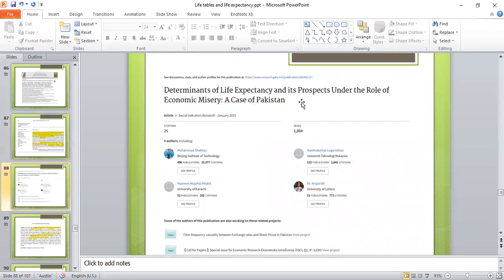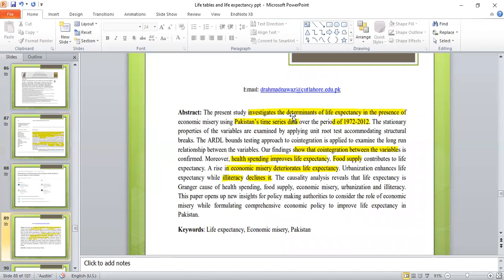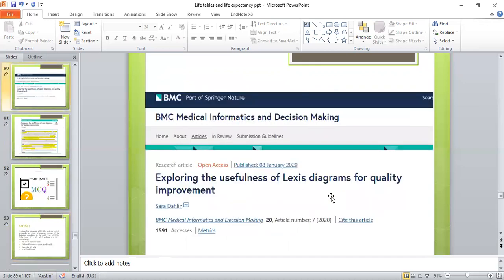Determinants of life expectancy and prospects under the role of economic misery. It is a case study that investigates the determinants of life expectancy under the role of economic misery. It shows that health spending improves life expectancy, food supply also, and a rise in economic misery deteriorates life expectancy. Socioeconomic factors have a main role.